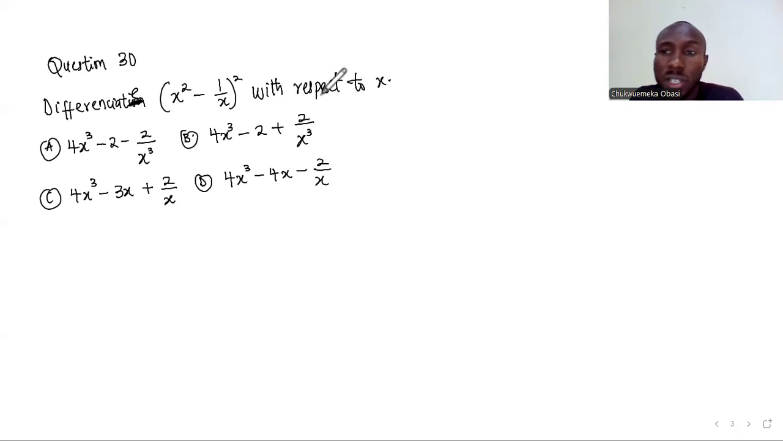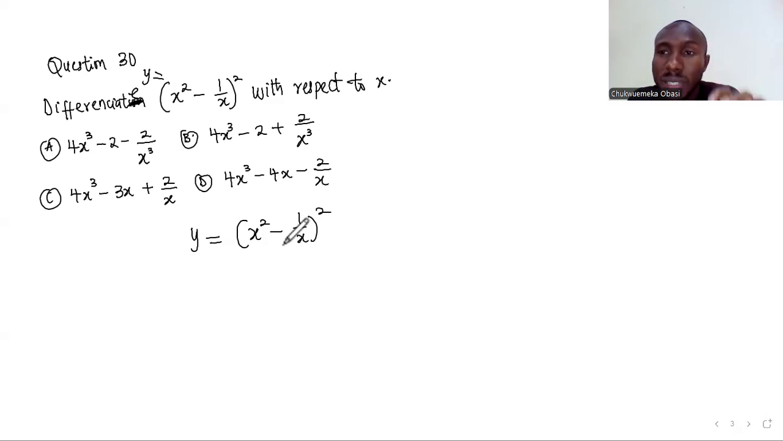So just to make life easy for me, I'll say let y be equal to this quantity. So now I have y is equal to (x squared minus 1 upon x), then all to the power 2.